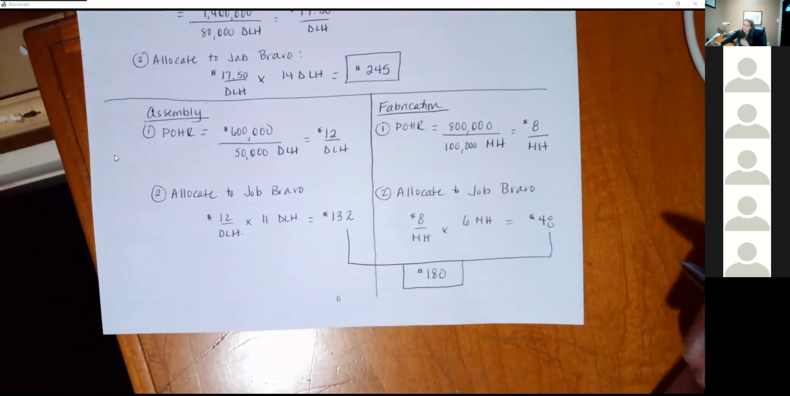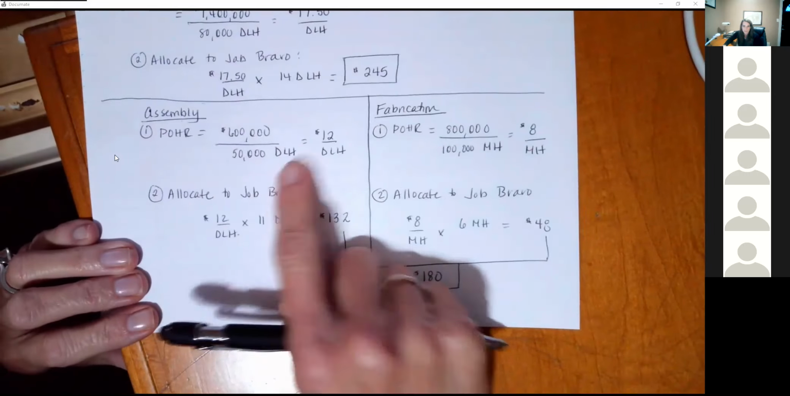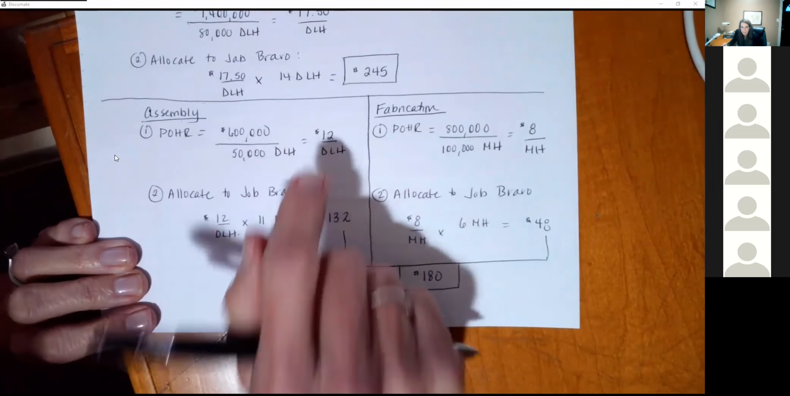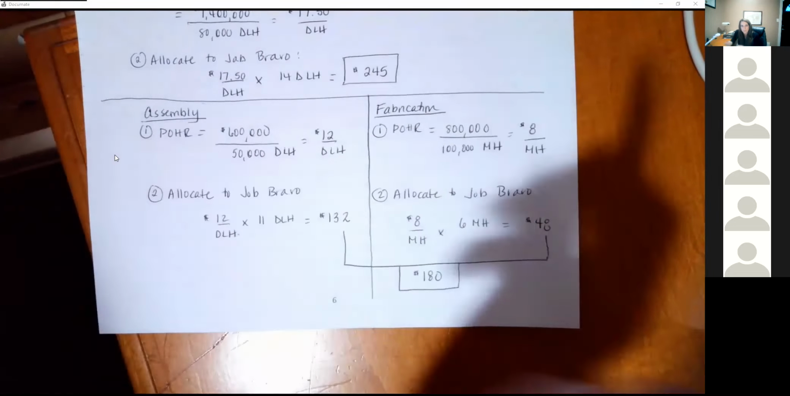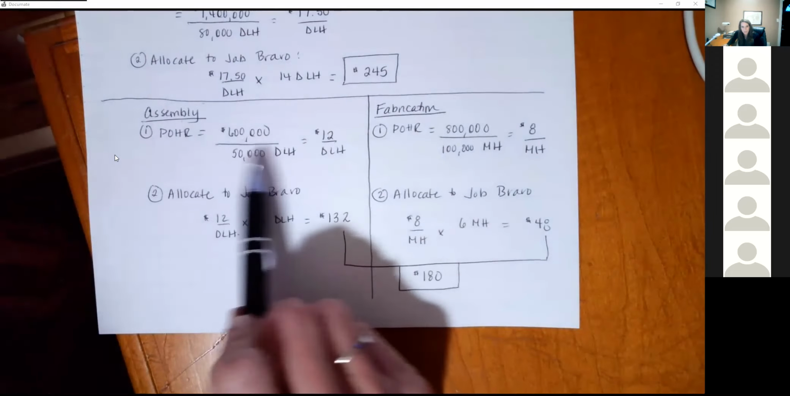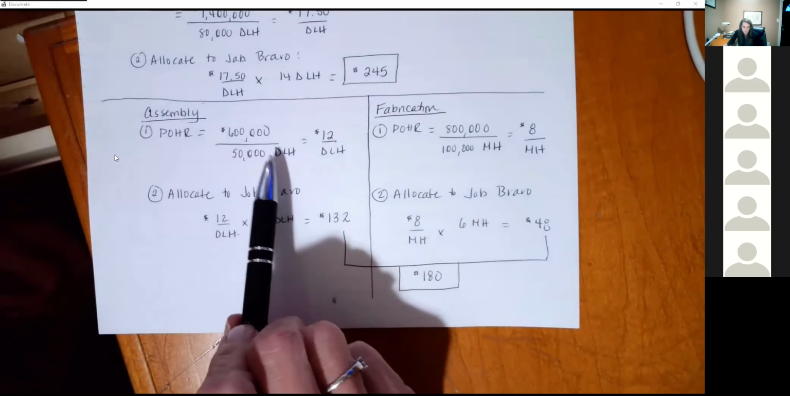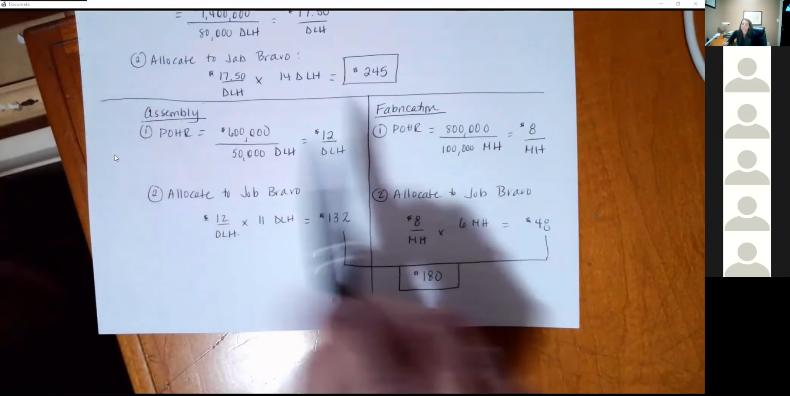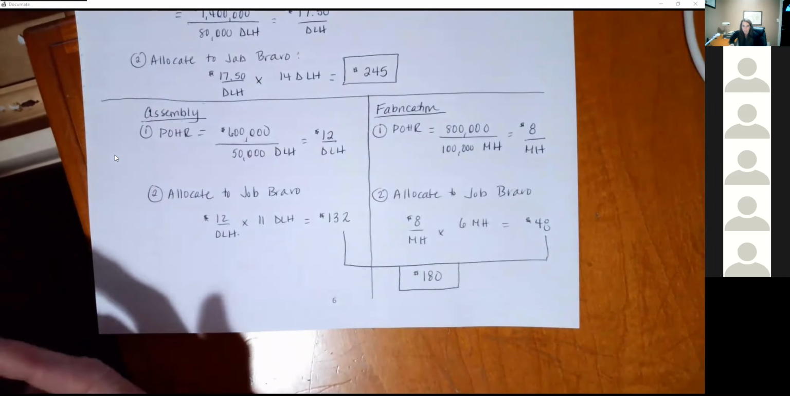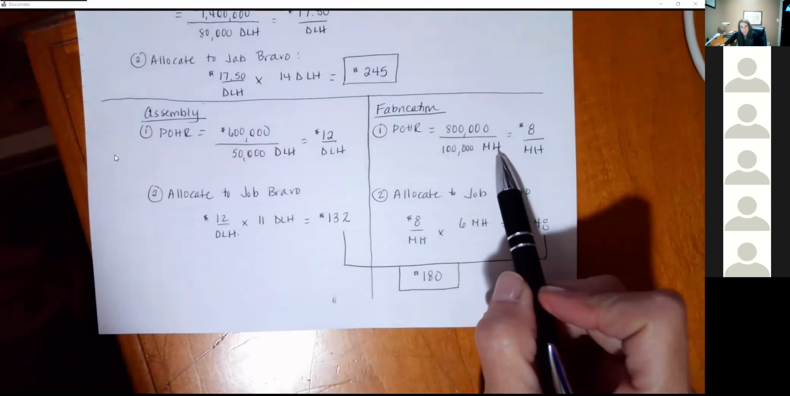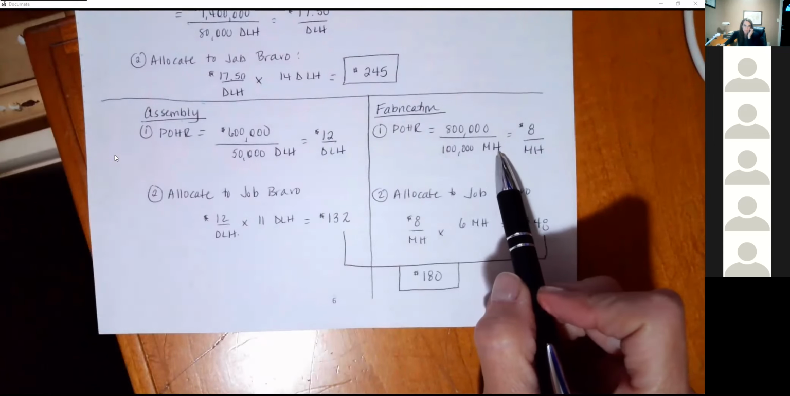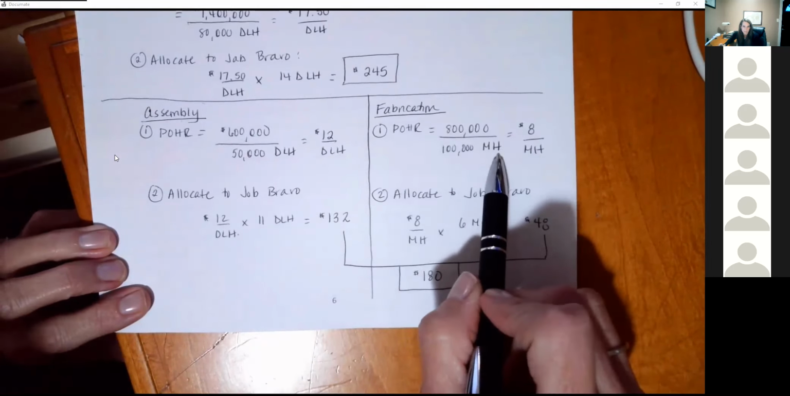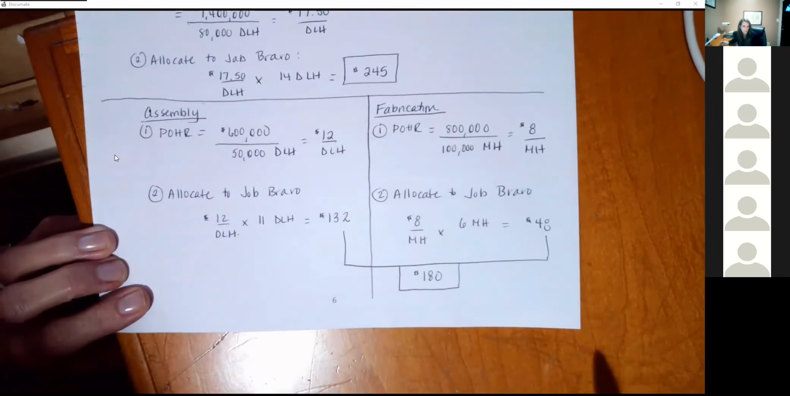Now, I don't think we've dealt with this before, where we have different allocation bases. And this sort of makes sense. Assembly requires that people put stuff together, and so it requires direct labor hours. Whereas fabrication is usually machines, like molding something out of plastic or out of metal. And so this one is based on machine hours. I would never make you guess, but just be aware that the allocation base for the predetermined overhead rate could change within one factory. Okay.